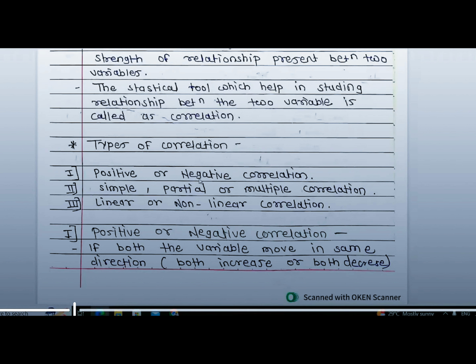Okay, so we can take multiple examples of positive and negative correlation, like for example input of fertilizers and crop yield. So it is a positive type of correlation, to some extent. Initially, if you increase the fertilizer from 0 to a certain degree, then yield is going to increase. That means both variables are moving in the same direction. It is called positive correlation.